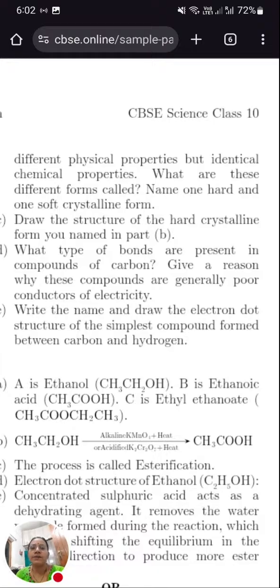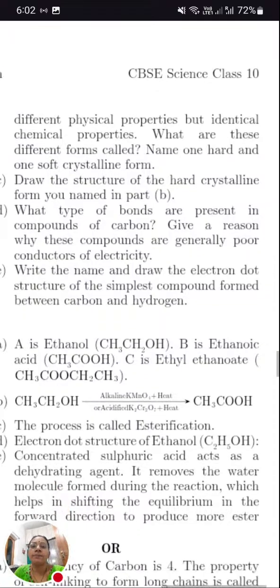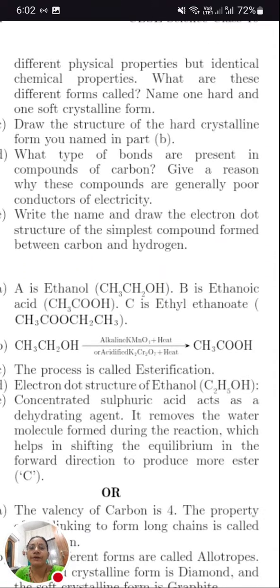Why are these compounds generally poor conductors of electricity? So here they are covalent compounds. Covalent compounds are made up of sharing of electrons. They don't have any loose electrons, so thus they are poor conductors of electricity. For this you need to learn about the properties of carbon compounds. Okay, covalent compounds: four properties are given about their nature, then conductivity. So you need to learn all the four properties.